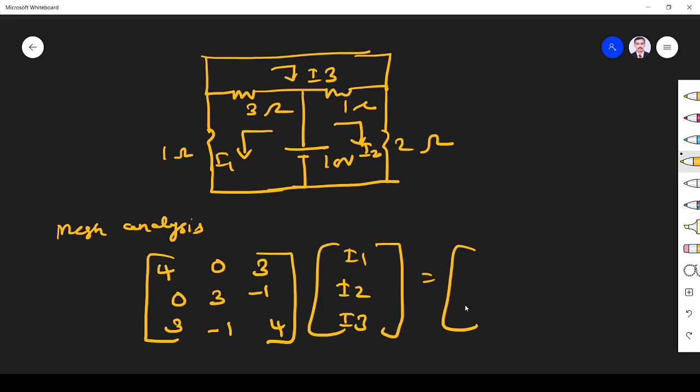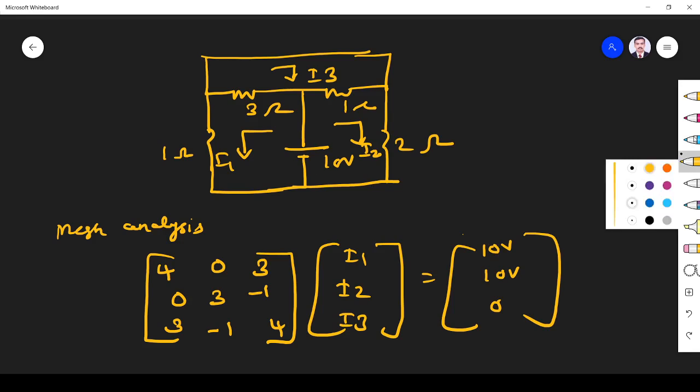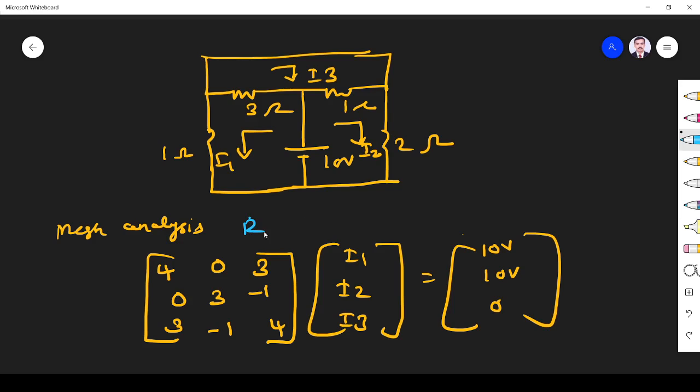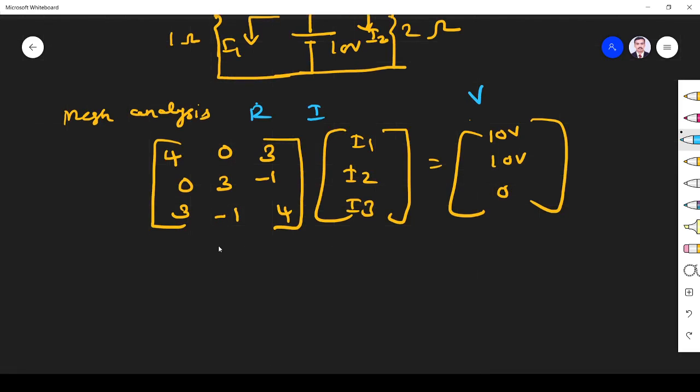That is equal to, what is the voltage in the first loop? 10 volt. The voltage in the second loop is also 10 volt. The third loop is 0. This 10 is common for both loops 1 and 2, so I have to put both as 10. So this is R, I, V: V is equal to R times I. Now this matrix gives the del value. Finding the determinant, del will become 17.